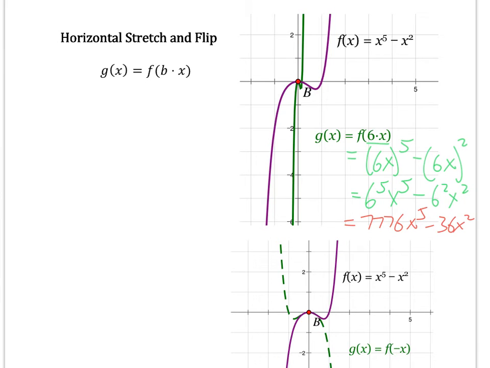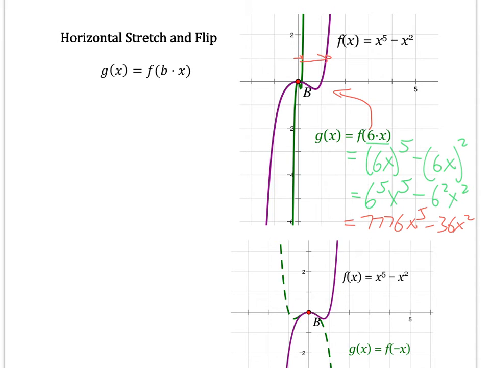Well, I like this example because it's extreme, because we can see that this is shooting up really fast. But what does this 6 have to do with things? Well, what is happening is this horizontal distance here from the y-axis is 6 times the distance it was.